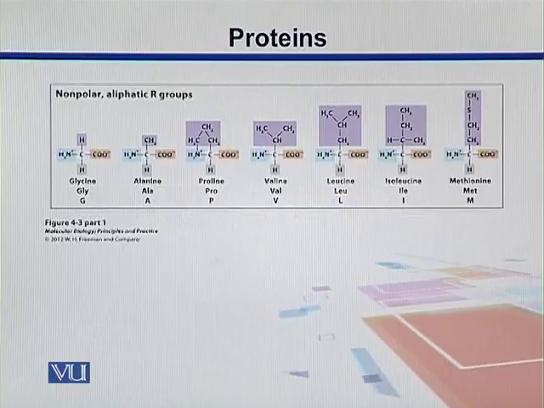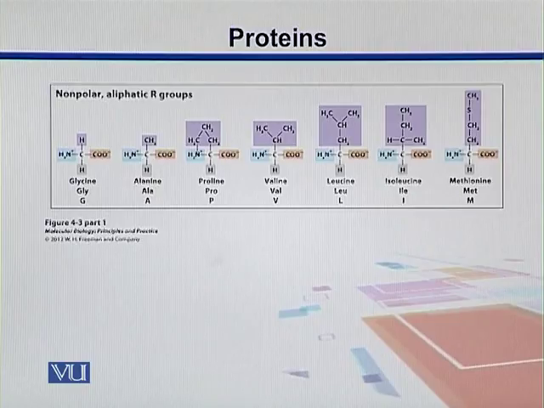Here are different amino acids. There are 20 different types of amino acids, and they have been divided into different groups depending upon the properties of those variable groups. These are aliphatic R group containing nonpolar amino acids. As the name indicates, it's glycine right here, then alanine, proline, valine, leucine, isoleucine, and methionine.